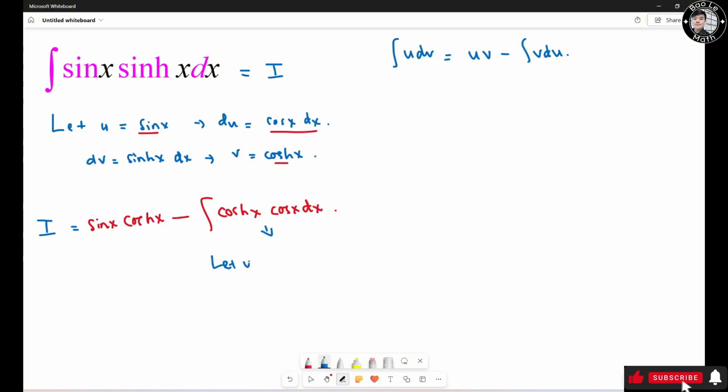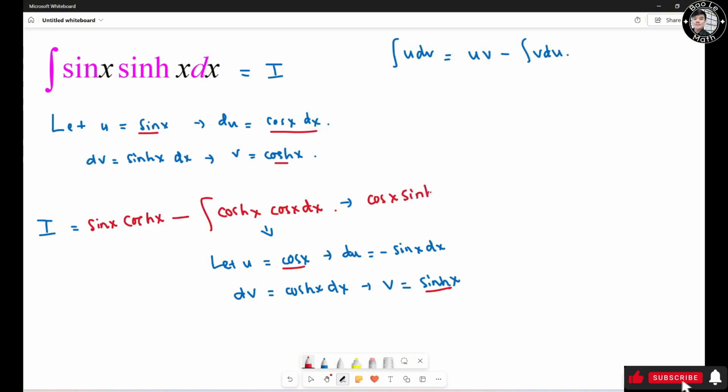Now we're going to use integration by parts one more time for this integral right here. So I'm going to let u be cosine s, then du equals negative sine s ds. dv equals hyperbolic cosine of s ds. Then v equals hyperbolic sine s. Now I'm going to apply the formula one more time for this integral only. So it turns out to be u times v, which is cosine s times hyperbolic sine s, minus the antiderivative of v du, where v is hyperbolic sine s and du is negative sine s ds.